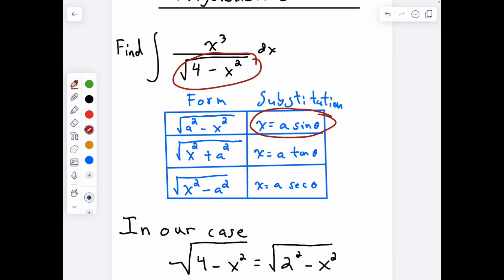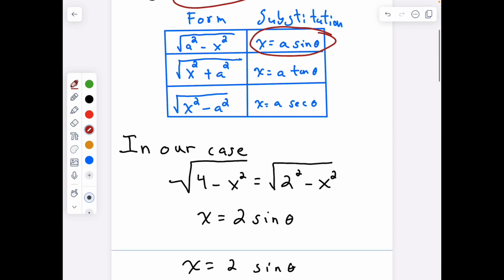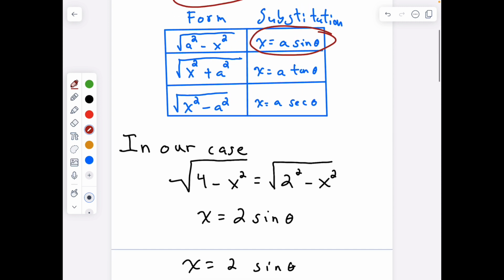So as I said, that's what I wrote here. In our case, we're going to say square root of 4 minus x squared, and that's equal to saying 2 squared minus x squared, right? 2 squared is 4. So your substitution is going to be x equals 2 sine theta.